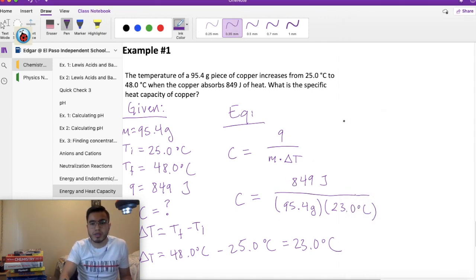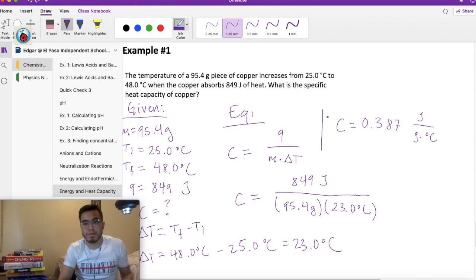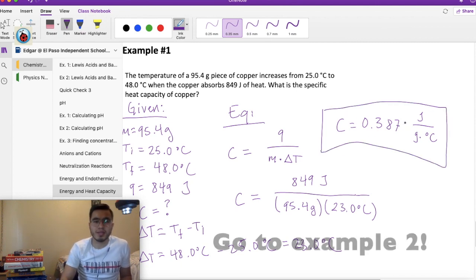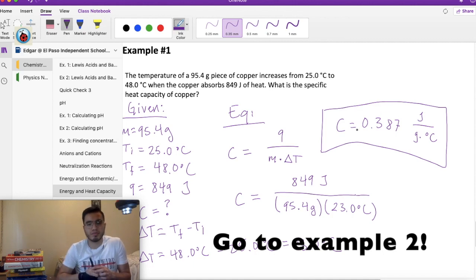I'm gonna write C over here. C equals 0.387. Oh, let me do this weird 7 so you don't get it confused. And then the units, joules per gram times degrees Celsius. So this is where it comes from. Joules per gram times degrees Celsius. So don't forget, do not miss out on points because of the units. You box it, and that is the specific heat capacity of copper. That's it, guys, for this problem.